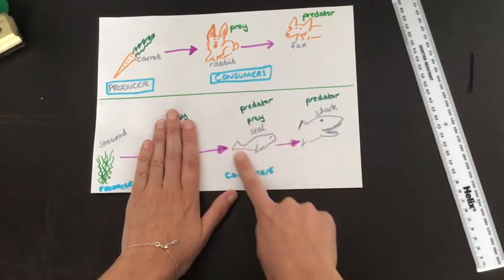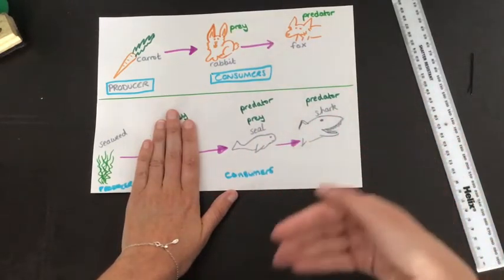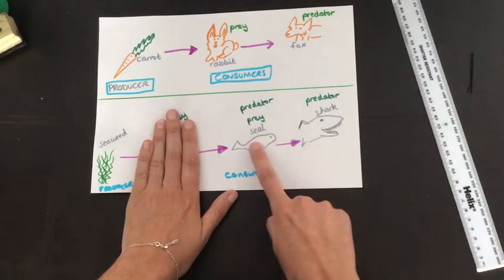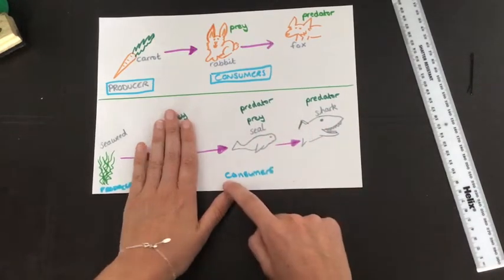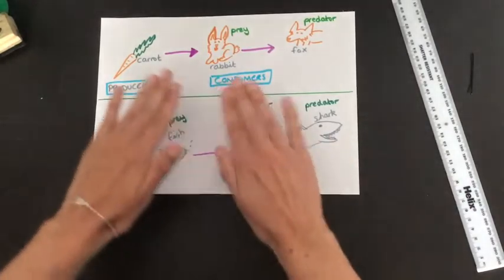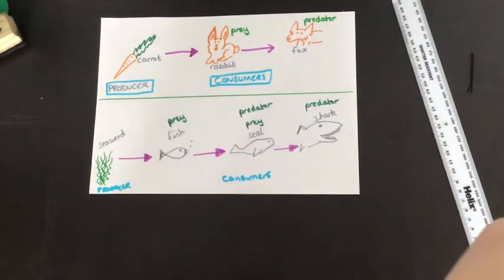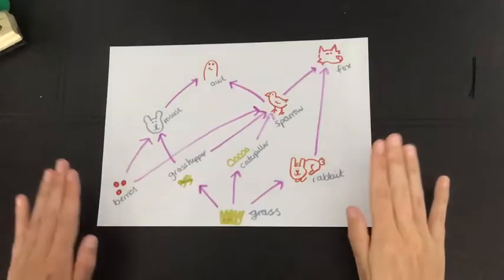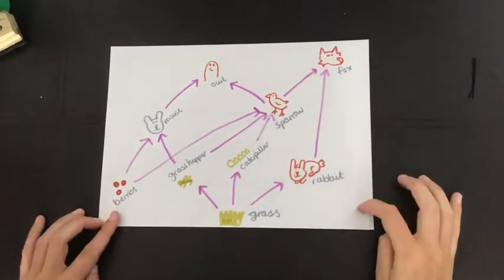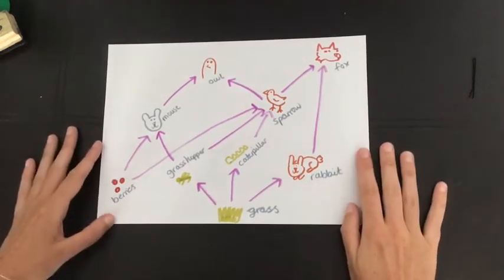So if we have less seals, what's going to happen to the shark? He's going to die out too, because we have nobody for the shark to eat. So it's really important that we try and keep these food chains balanced, and that means we're trying to protect these creatures living in the food chains. Now I want to show you one last thing before I set you off on making your own food chains, and this is called a food web.